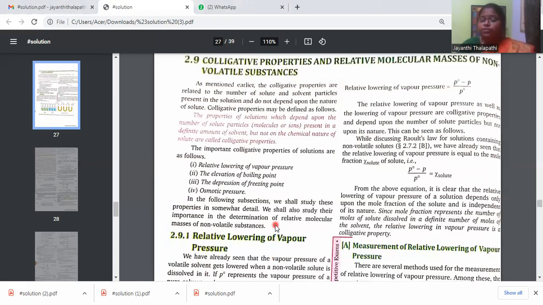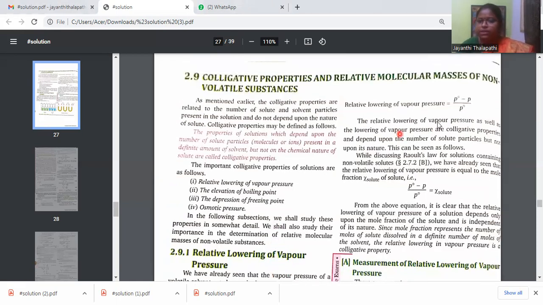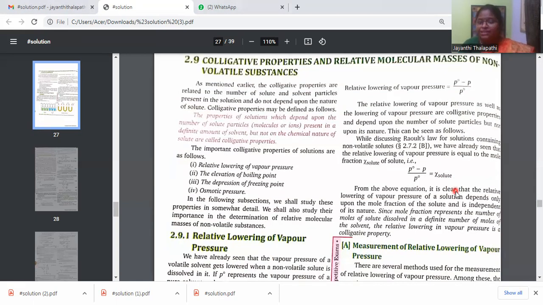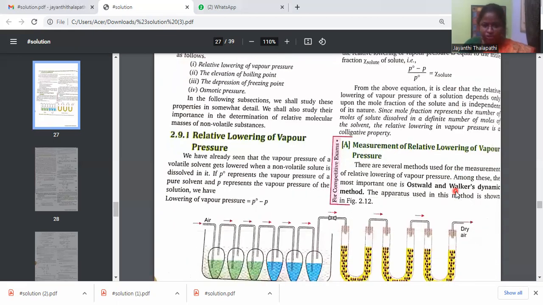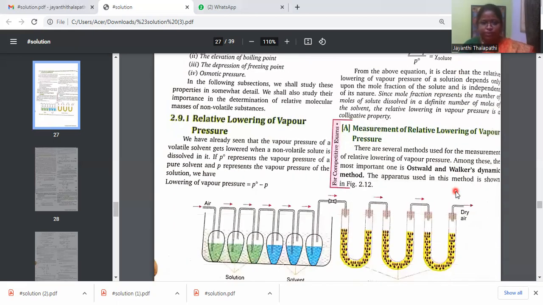Relative lowering of vapor pressure means P naught minus P divided by P naught, which means you are dividing by the vapor pressure of the pure solvent. Okay. So relative lowering of vapor pressure is equal to the mole fraction of the solute. That means how many particles are involved in it, right? Now we are going to see how to measure the relative lowering of vapor pressure.